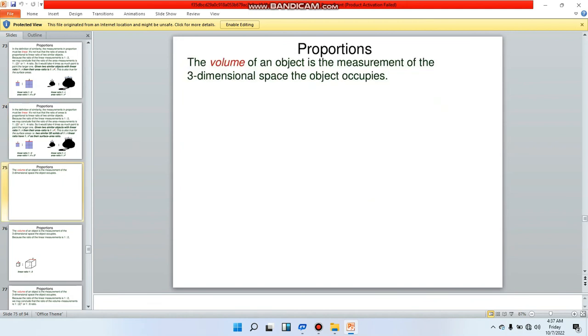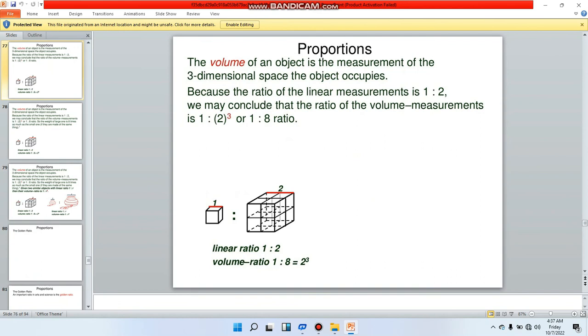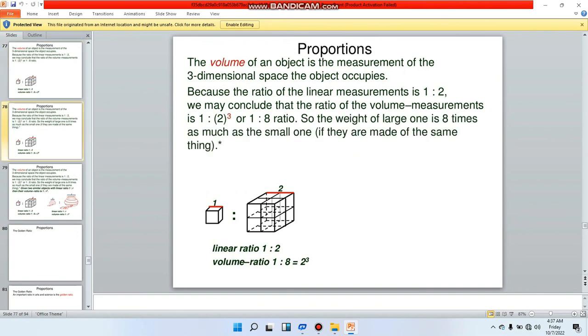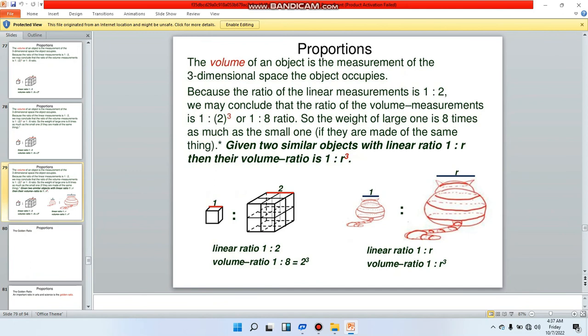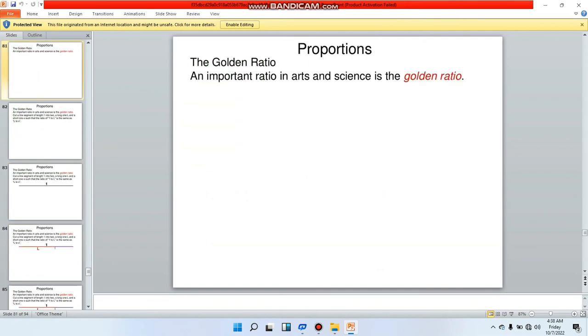The volume of an object is the measurement of the three-dimensional space that object occupies. Because the ratio of the linear measurement is 1:2, we may conclude that the ratio of volume measurements is 1:2 cube or 1:8. So the weight of the large one is 8 times as much as the small one. Given two similar objects with linear ratio 1:r, then the volume ratio is 1:r cube.